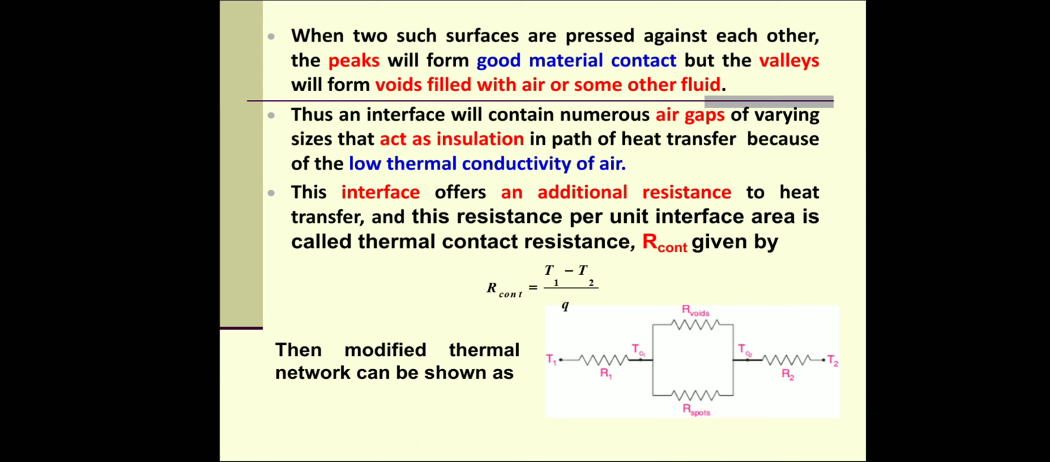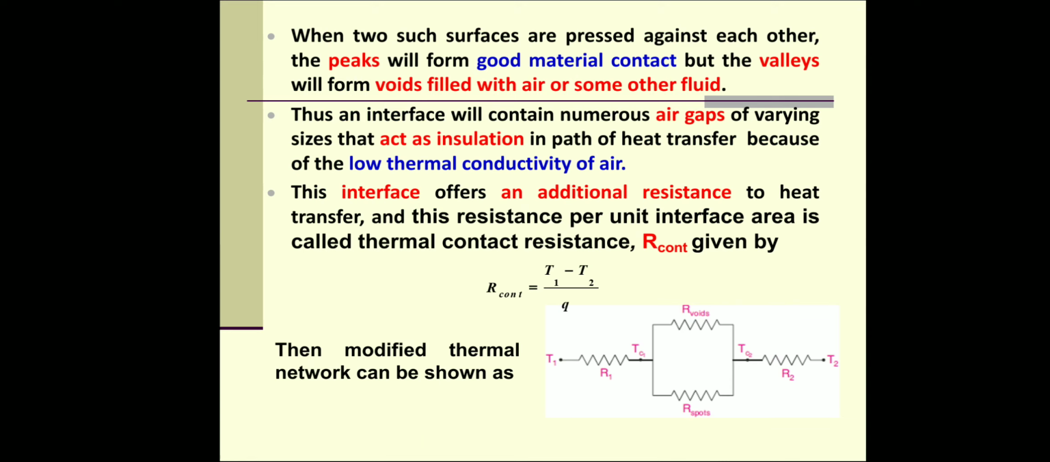When two such surfaces are pressed against each other, the peaks will form good material contact, but the valleys will form voids filled with air and some other fluid. This interface will contain numerous air gaps of varying sizes and acts as insulation in the path of heat transfer because of the low thermal conductivity of the air. So at the interface, due to the void spaces, the thermal conductivity is low.